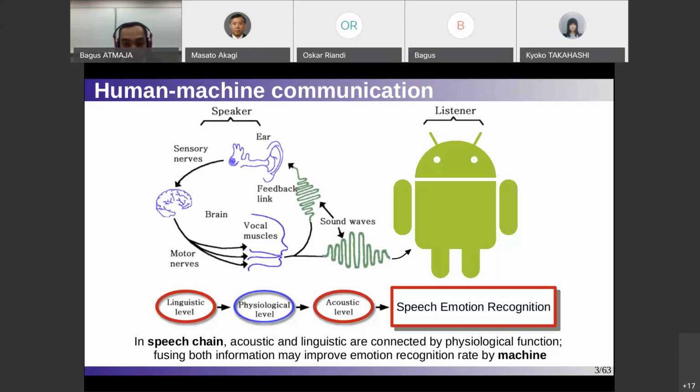So in this speech chain, there are 3 levels of information, changing from linguistic to acoustic via the physiological level or physical function. My idea is to fuse linguistic and acoustic information, because both are correlated, and this will make it easier for a robot or machine to understand human emotion. So that's the first background.